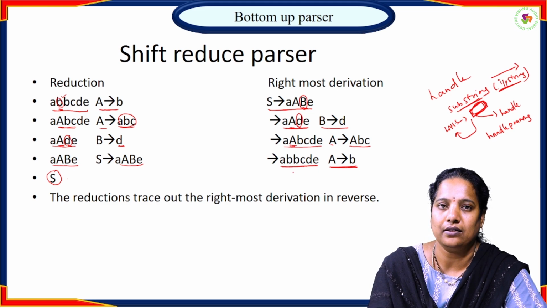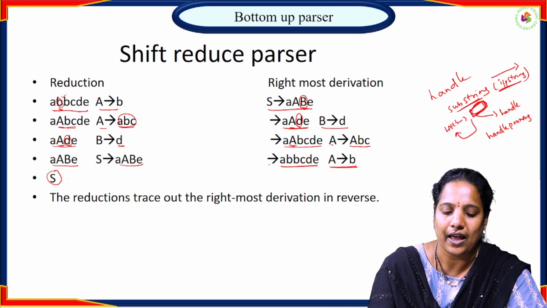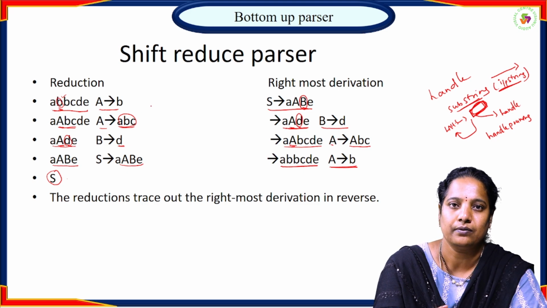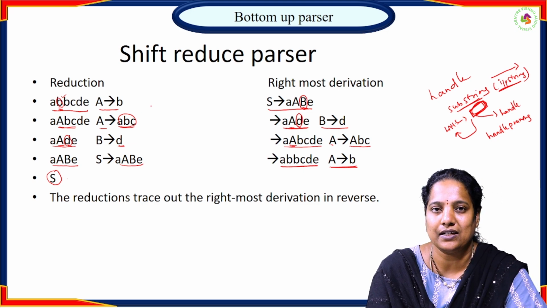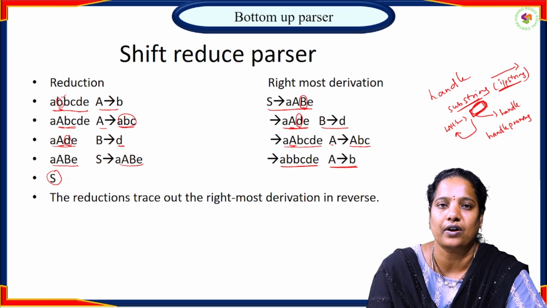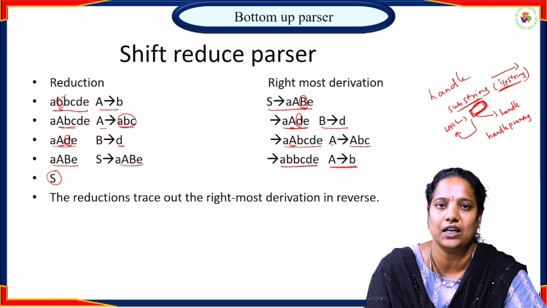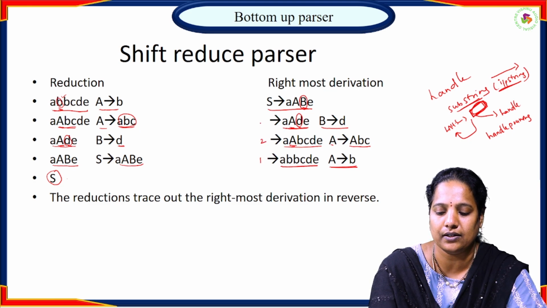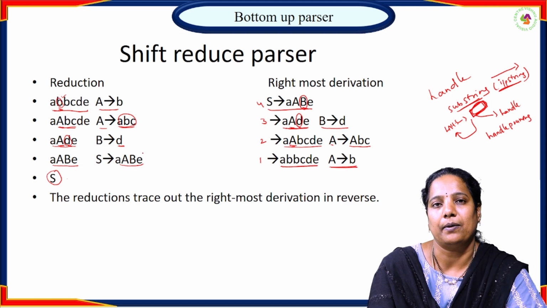When you apply these steps in reverse manner, exactly you will get the shift reduce parser or bottom up parser. That's why bottom up parser is nothing but the reverse of rightmost derivation for the given input string. Whatever the steps that you have, this is the first step, this is the second step, this is the third step, and this is the fourth step for our bottom up parser.